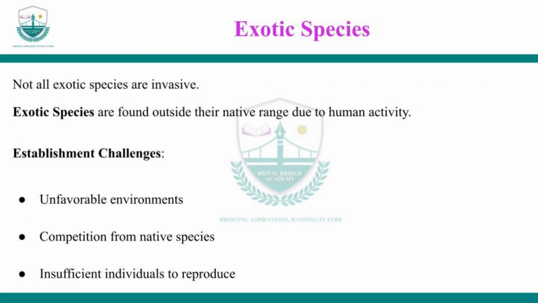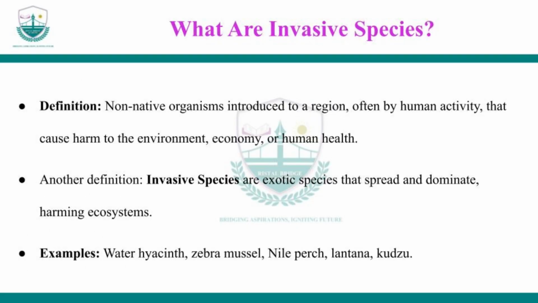Please note, not all foreign species are invasive. An exotic species is simply one that's introduced from another region, often by humans. Many exotic species fail to establish themselves because they can't cope with the new conditions or are outcompeted by native organisms. However, when an exotic species survives, thrives, and starts to cause harm to the environment, local species, the economy, or even human health, that's when it becomes invasive. So, invasive species are exotic organisms that spread aggressively and cause disruption in their new environments.